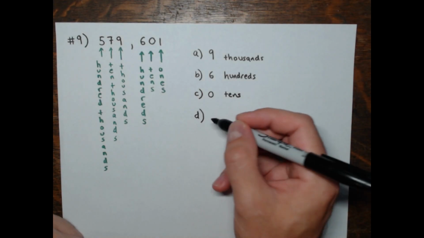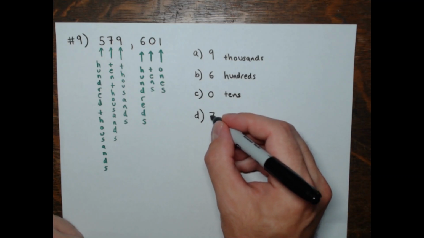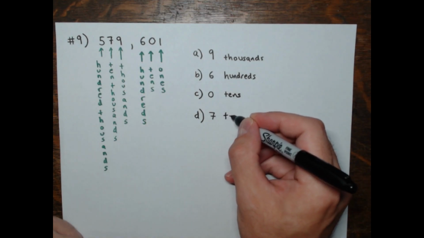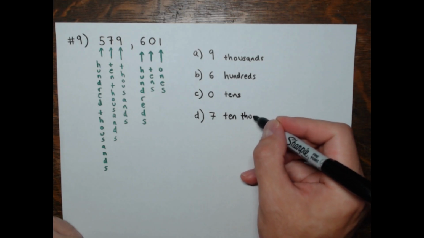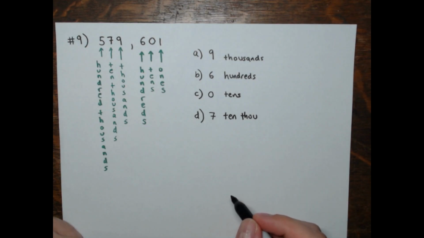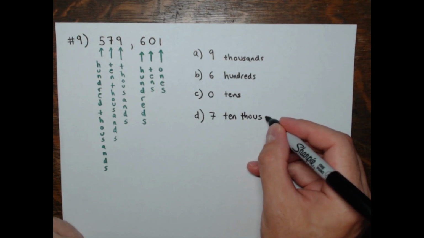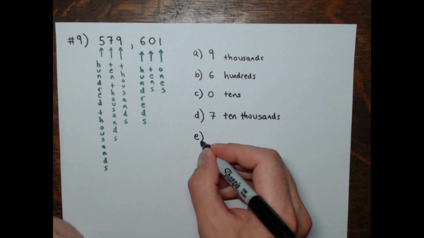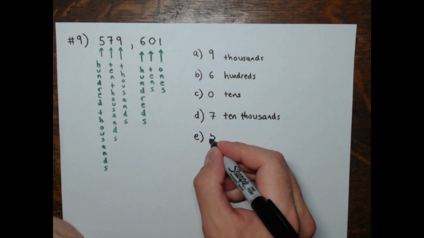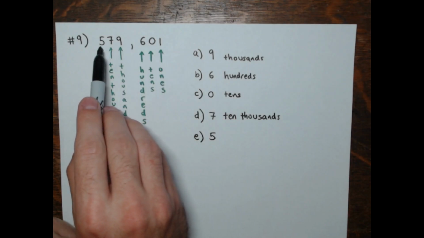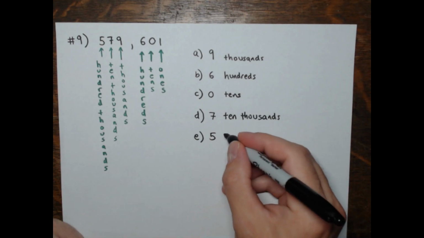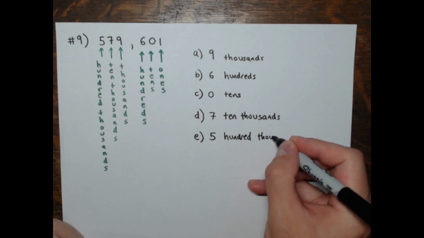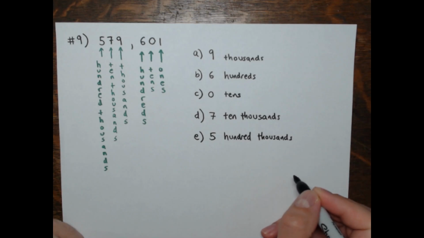Part D, the digit 7, we have written out here, right, is in the 10,000s place. So there are 70,000 in this number. 7 10,000s, 70,000s. And then finally, part E, the digit 5, the very far left here, is in the 100,000s place. 100,000s. And that's it.